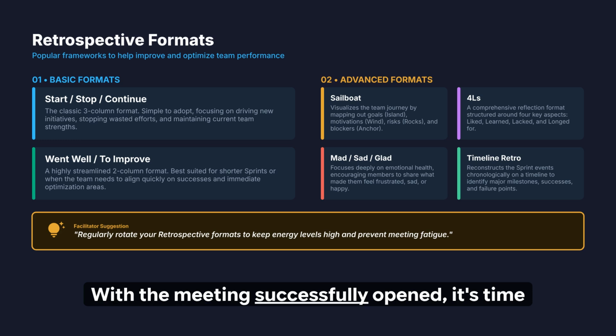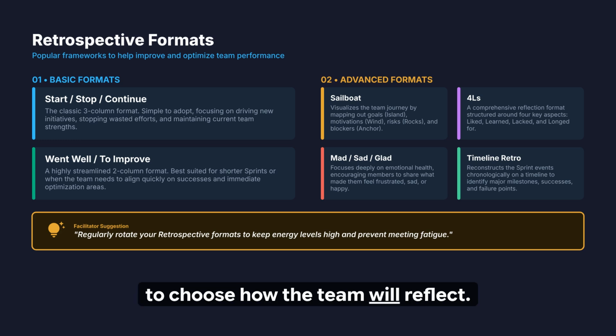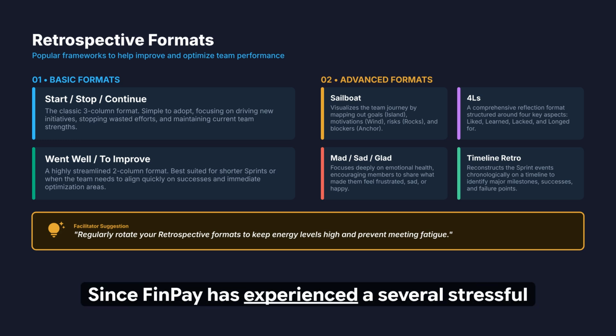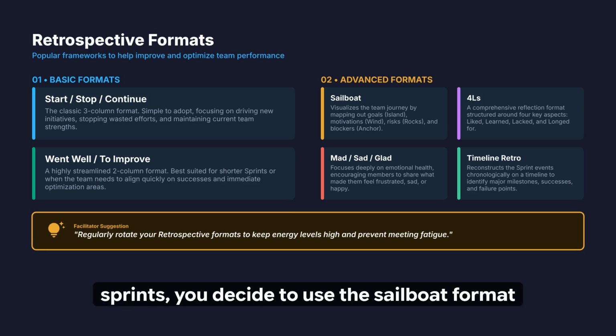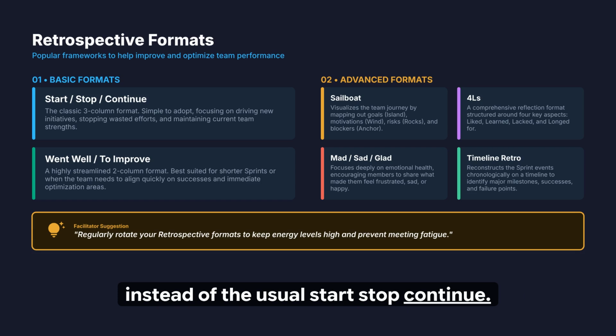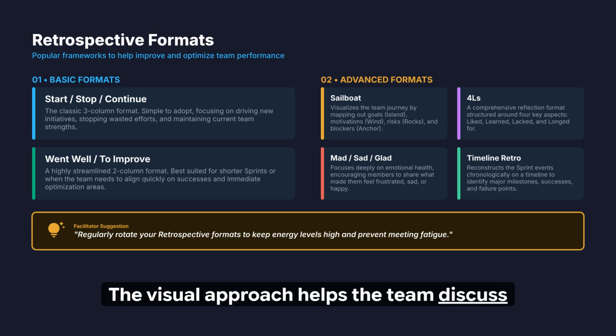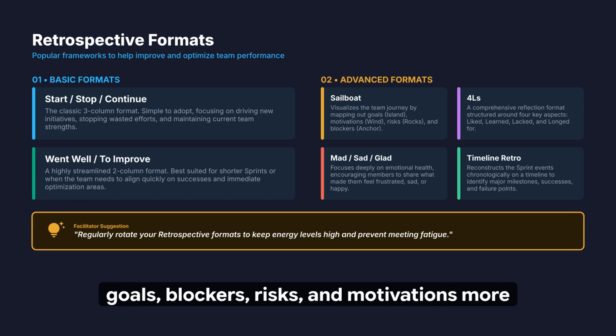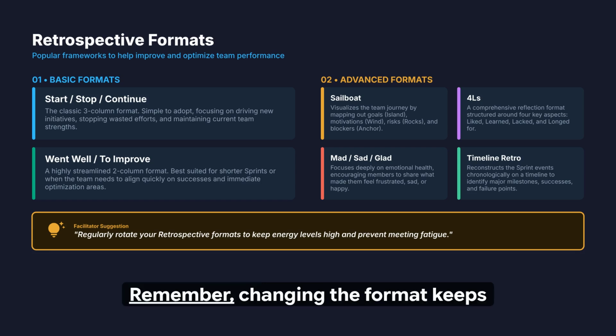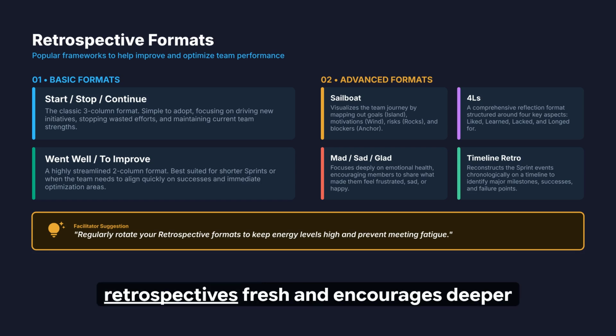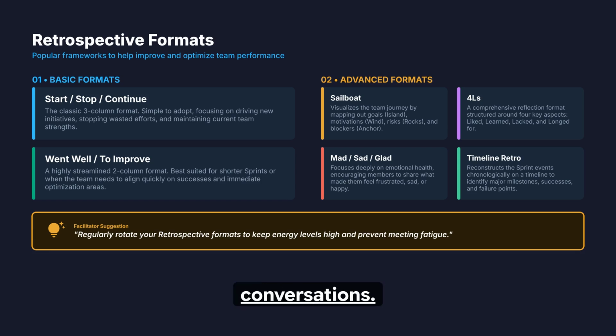With the meeting successfully opened, it's time to choose how the team will reflect. Since FinPay has experienced several stressful sprints, you decide to use the sailboat format instead of the usual start-stop-continue. The visual approach helps the team discuss goals, blockers, risks, and motivations more naturally. Remember, changing the format keeps retrospectives fresh and encourages deeper conversations.